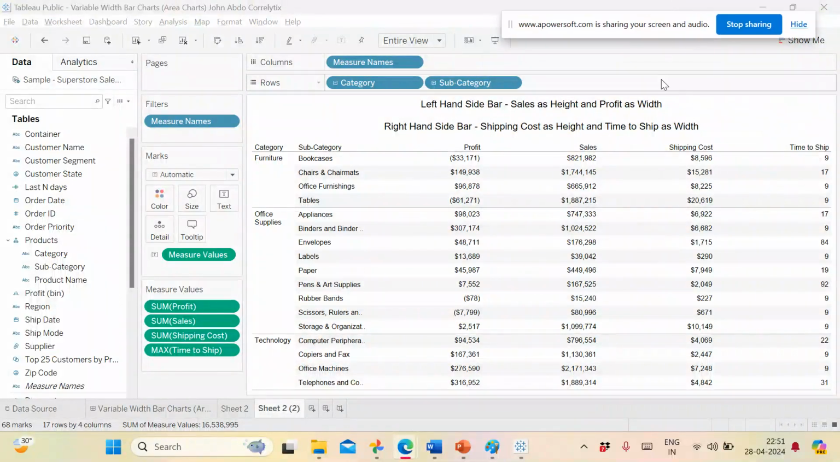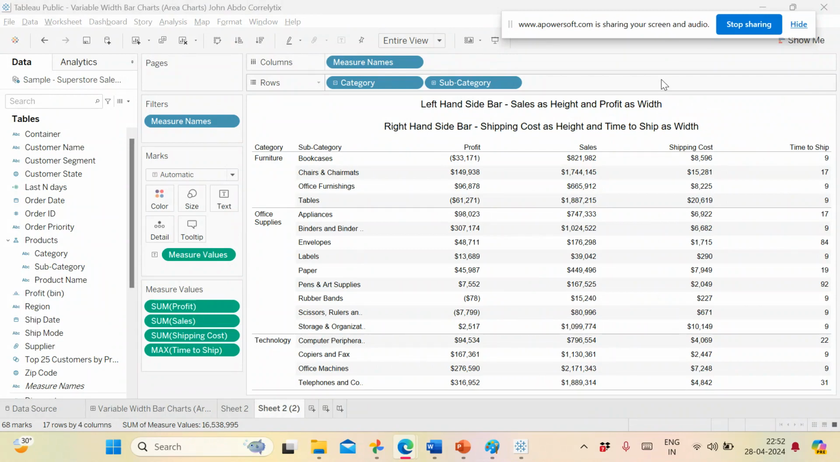Today we will discuss an important visualization on the variable chart. In the previous session we took a variable chart with sales and profit, and in this presentation we would like to show another two dimensions. Altogether we are showing four measures in a variable chart representation.